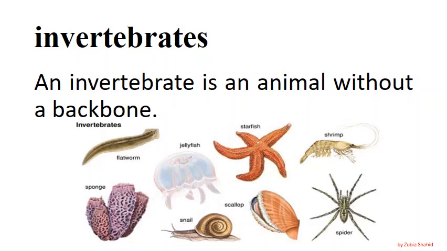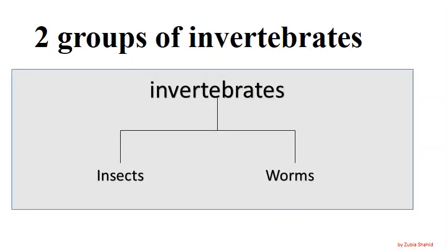Let us start with invertebrates. An invertebrate is an animal without a backbone. There are some pictures of invertebrates. Now, invertebrates are further divided into two groups. So, here are two groups of invertebrates. Number one, insects. Number two, worms.